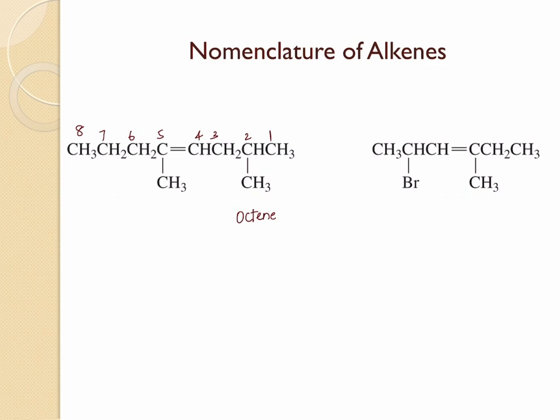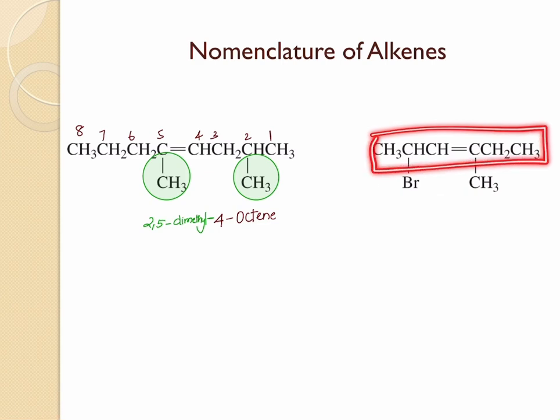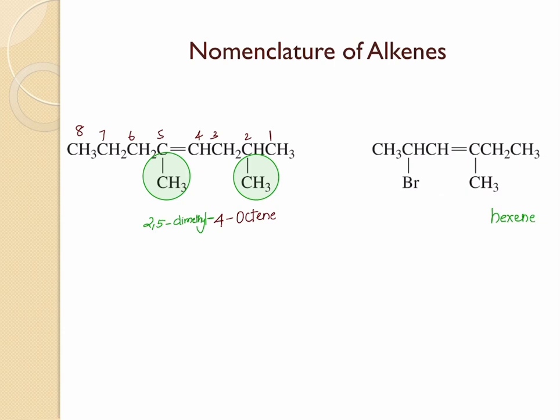Okay, let's complete the name for this molecule. Where is the double bond present? It's actually starting at position 4. So therefore this is going to be 4-octene. And leaving that 4-octene, you have 2 methyl groups. One is at position 5 and the other one is at position 2. So it's going to be 2,5-dimethyl-4-octene. For this molecule, the longest chain has got a total of 6 carbons and therefore this is going to be ending with hexane. Hexane is going to be the parent name for this molecule.